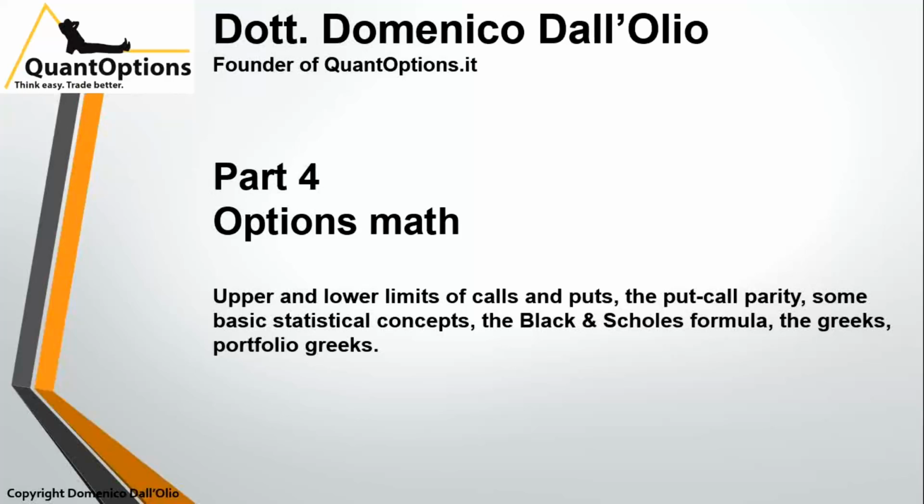So: upper and lower limits of calls and puts, the put-call parity, some basic statistical concepts, the Black-Scholes formula, the Greeks, and portfolio Greeks. The part about the basic statistical concepts is quite important because it is a mathematical demonstration that short selling of options is much better than buying options. So pay special attention to this part.